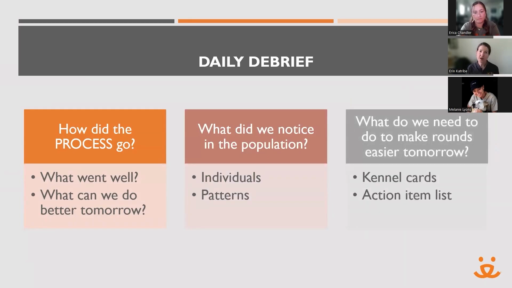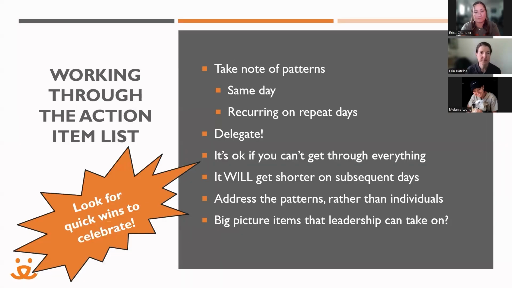Can we update our kennel cards? What's working well with this action item list? Did we start today on paper and that seems too cumbersome? We want to get together a Google spreadsheet or something like that. Do we want to put together an Airtable form? Have this conversation every day, quickly, debrief, get better and better and better on this first week.